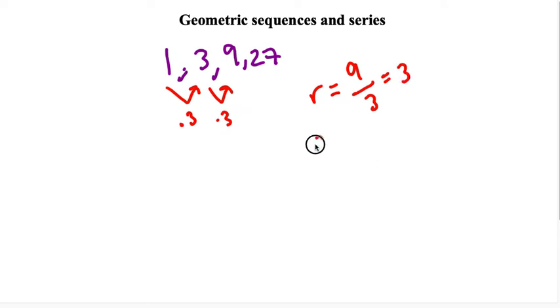Typically, we identify these also using the first term, and we'll use a sub 1. Sometimes we'll use g sub 1. G for geometric, obviously. But that's not always the case. A sub n, a sub whatever is often what your book is going to use.